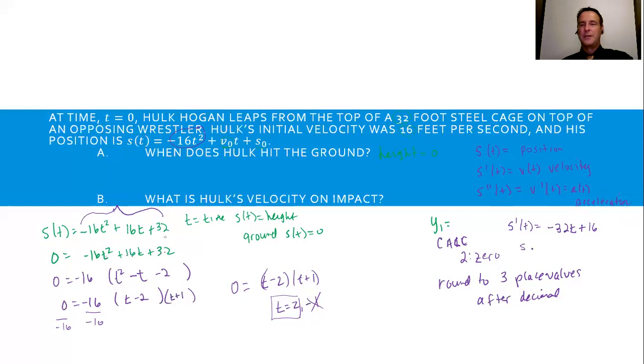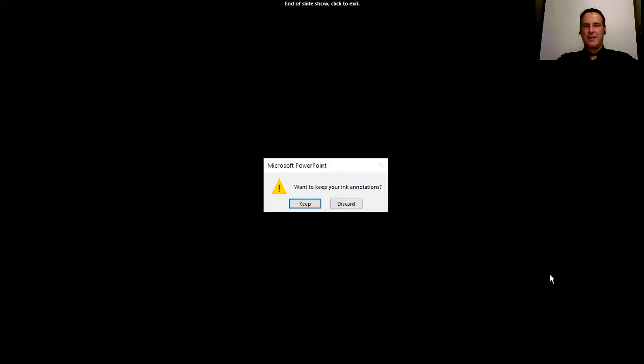And what I need to do is plug in the time for when he hits the ground. And when does he hit the ground? Well, we said at 2. So you've got negative 32 times 2 plus 16. Sorry. Here's what's happening. That is the end of my screen. I cannot get rid of this.